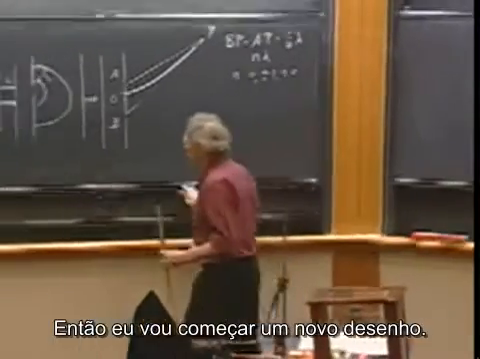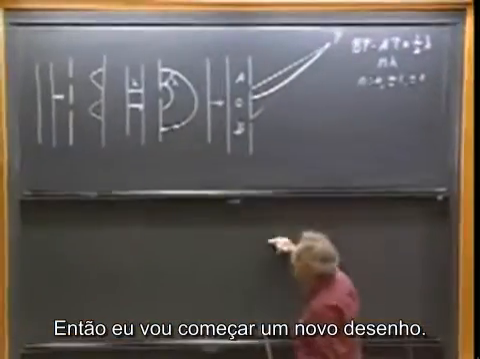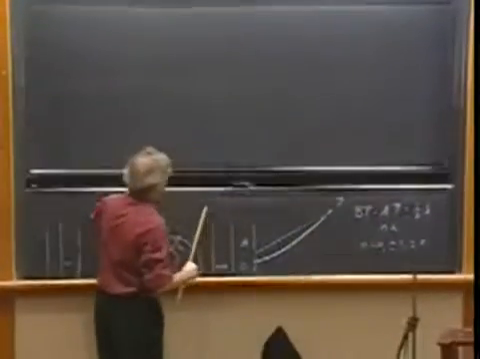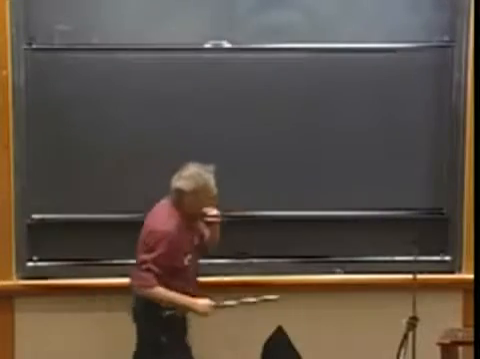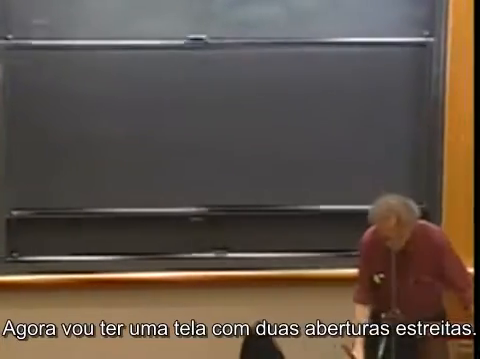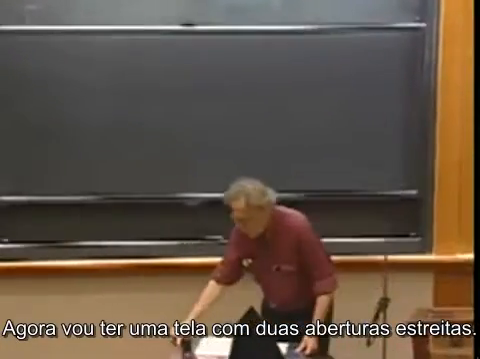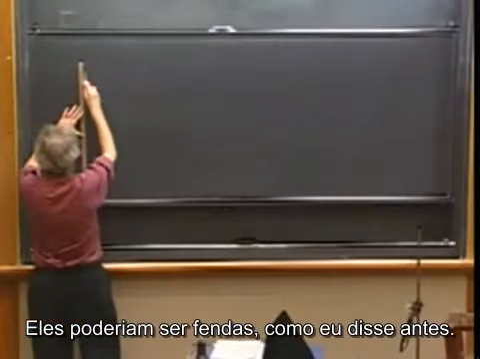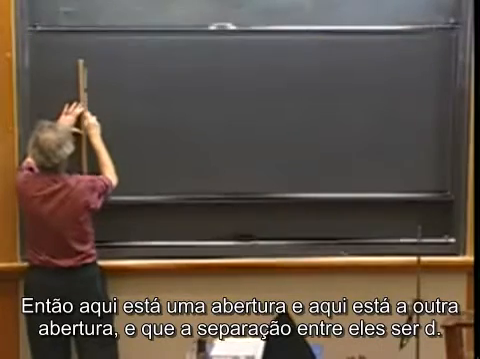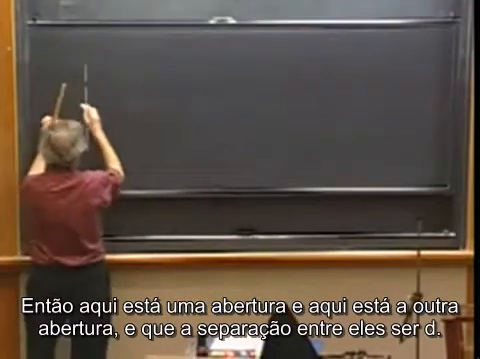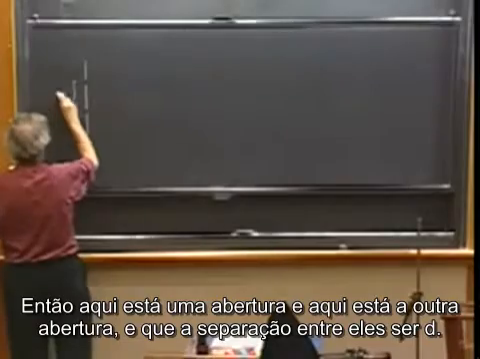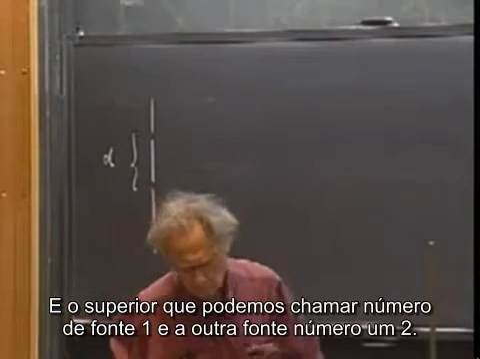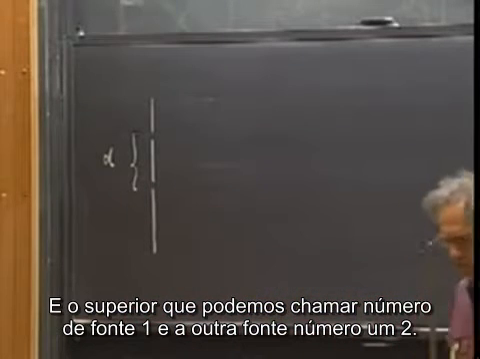So I will start a new drawing. I think we don't need this anymore. And I will now have a screen with two narrow openings. They could be slits, as I said before. So here is one opening, and here is the other opening, and let the separation between them be D. And the upper one you can call source number 1, and the other one source number 2.